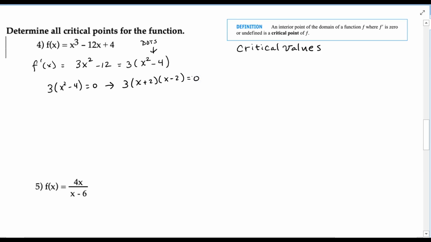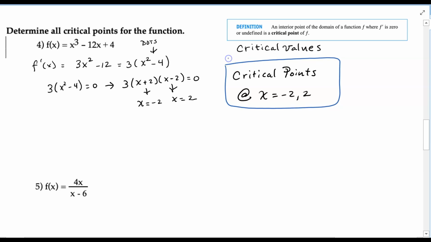Okay, so it's very easy now. We set each of these equal to 0 and we can say, well, x equals negative 2 and x equals positive 2. So the critical points here for this problem number 4 are at x equals negative 2 and 2. There we go. All right.